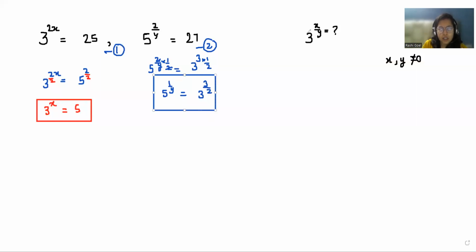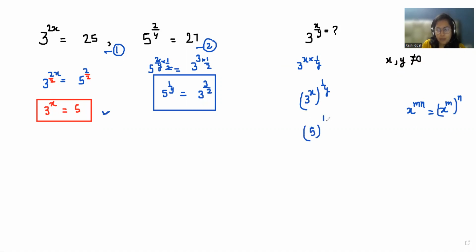Now we have to evaluate 3 power x by y. So 3 power x by y, we can write this as 3 power x times 1 by y, or according to the exponent rule, x power m power n, we can write it as x power m times n. So we can write this as 3 power x, power 1 by y. Now 3 power x is equal to 5, so we can replace this with 5 power 1 by y. And 5 power 1 by y is equal to 3 power 3 by 2. So the value of 3 power x by y is 3 power 3 by 2.